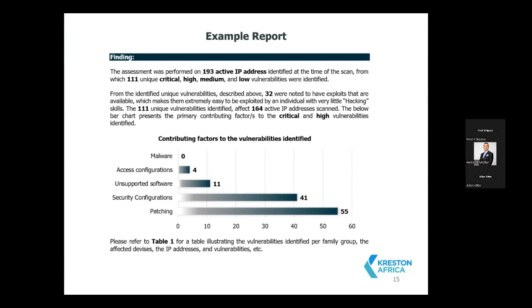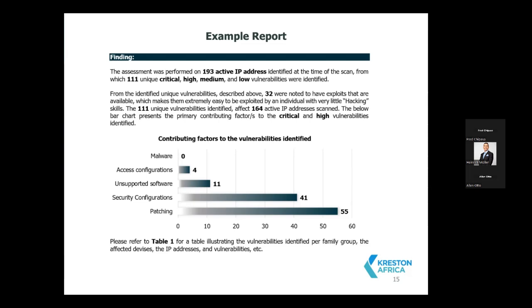And then the next thing that we want to know is, out of the 193 active IP addresses, which IP addresses were responsible for these 111 vulnerabilities. So there we see that only 164 active IP addresses were responsible for those 111 vulnerabilities. The next important thing that we want to know is where the vulnerabilities came from.